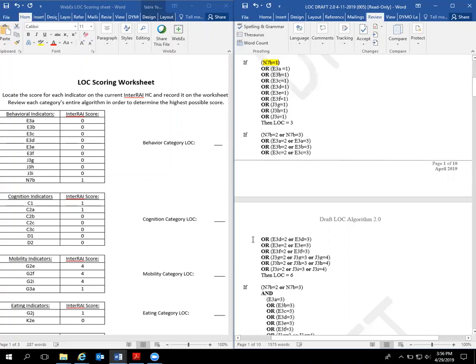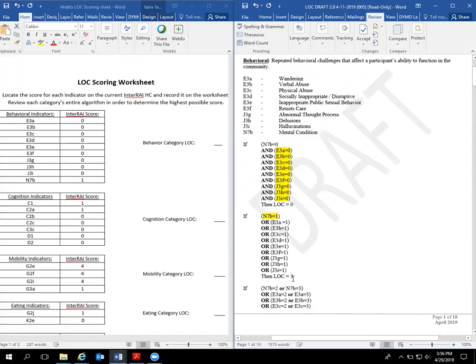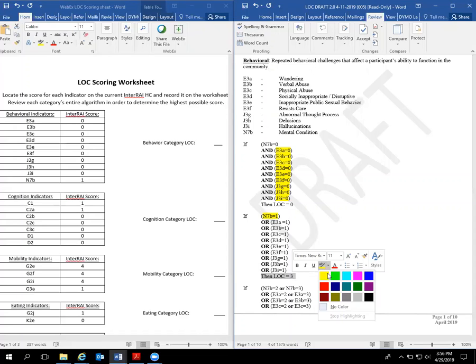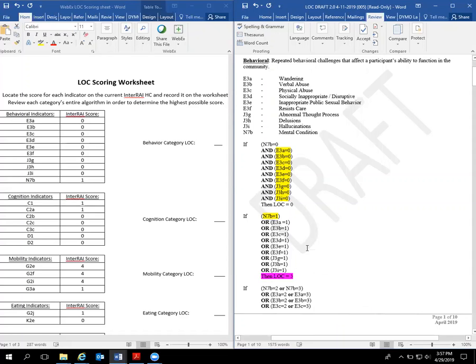If you scroll up, level of care equals 6, again requires that something in this be highlighted. And since none of these indicators are highlighted, we know that the participant did not have them on the enter-I and does not meet the criteria for level of care equals 6. The criteria for level of care equals 3 is that any of these indicators be present on the enter-I. And since this one is highlighted, N7B equals 1, we know that was present on the enter-I, and therefore this participant meets the criteria for a level of care equals 3 for behavior.